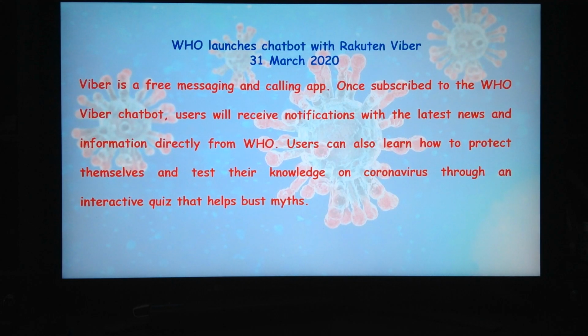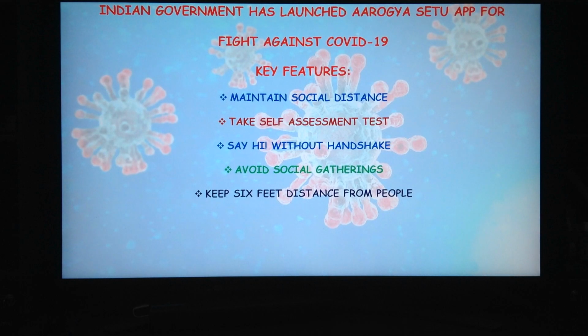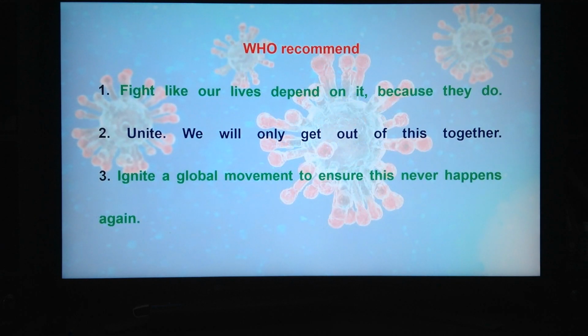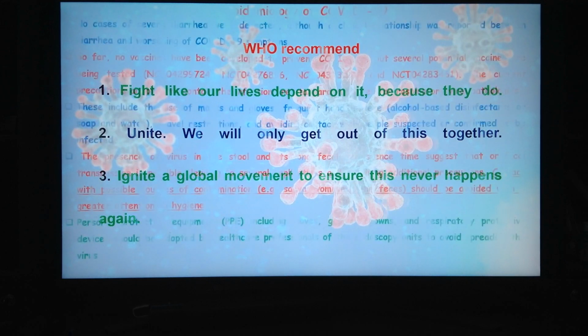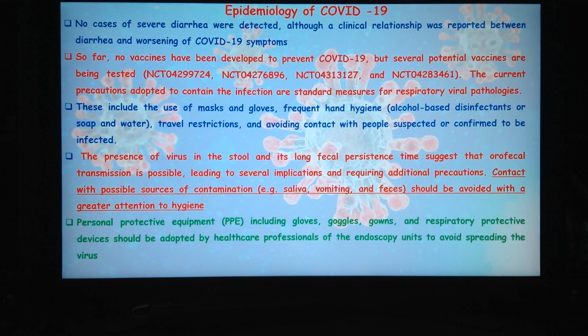WHO has launched a chatbot with Rocket and Viber. The Government of India has also launched the Arogya Setu app for the fight against COVID-19, having key features of maintaining social distance, taking self-assessment tests, saying hi without handshake, avoiding social gatherings, and keeping distance between people. WHO recommends to fight, unite, and ignite a global movement to ensure this never happens again.